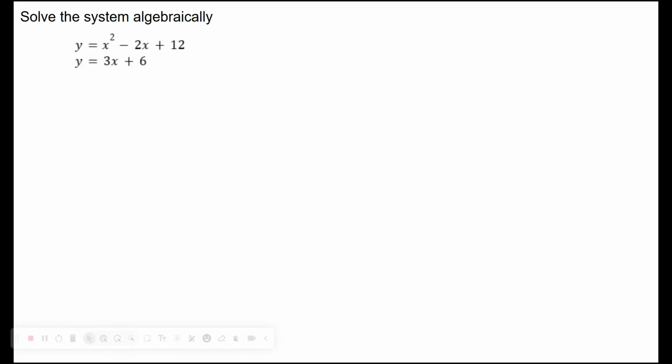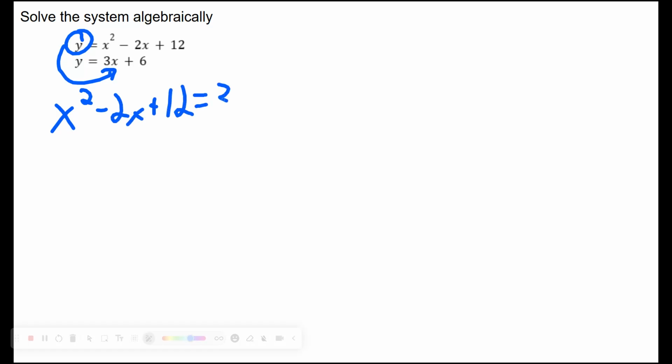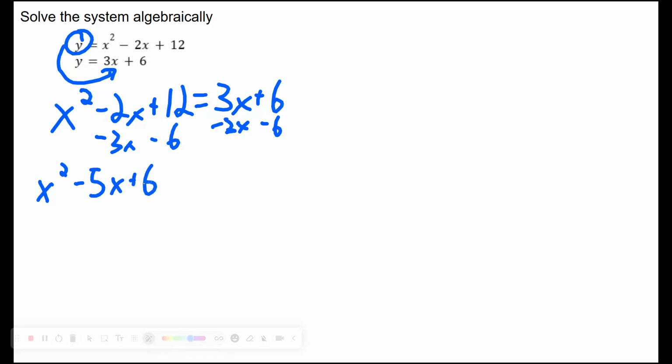Solve the system algebraically. Well, our step one is to solve for y, and these are both already like that. We know that y equals x squared minus 2x plus 12 and y equals 3x plus 6. So we can replace this y with this value, leaving us with x squared minus 2x plus 12 equals 3x plus 6. If we're going to solve here, we want to get it into standard form. We're going to subtract 3x and subtract 6 from both sides, leaving us with x squared minus 5x plus 6 equals 0.